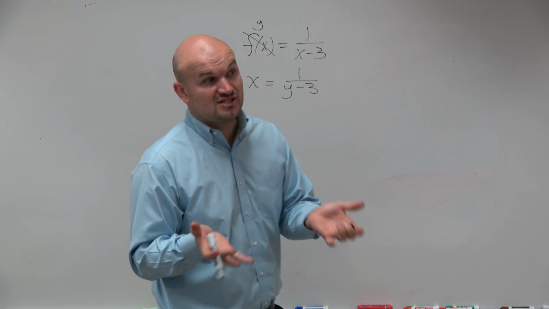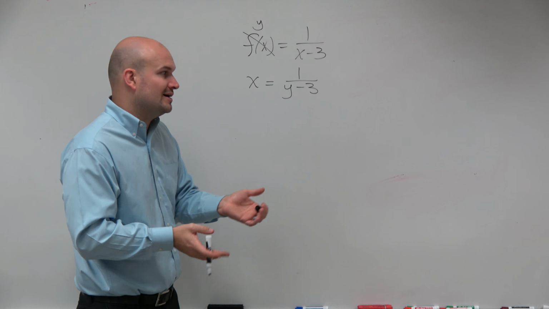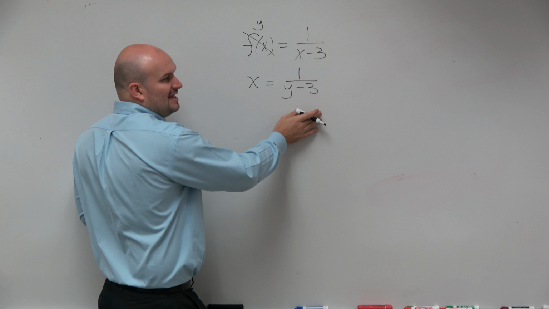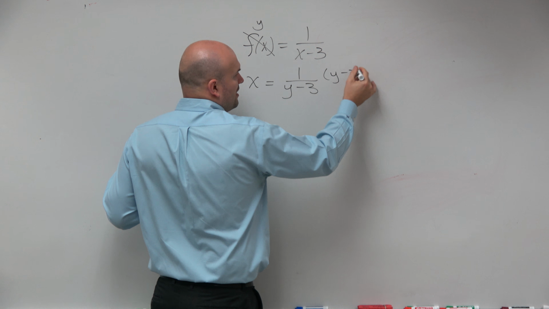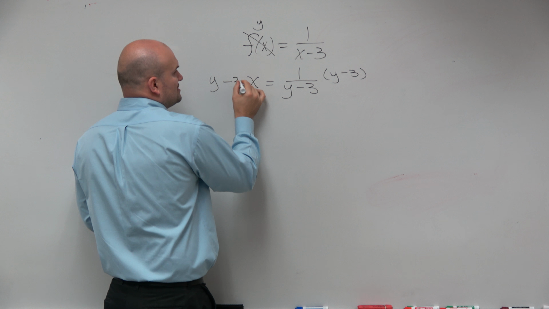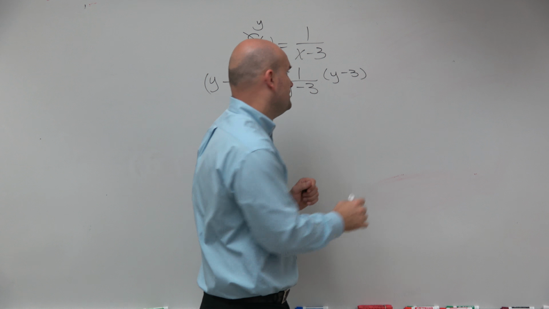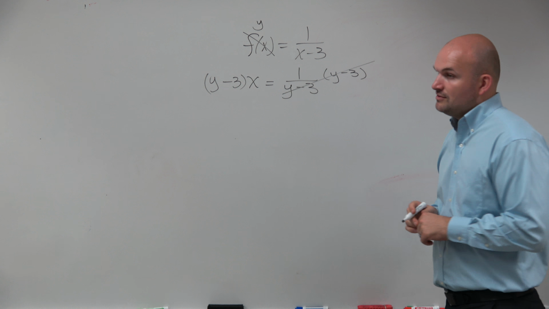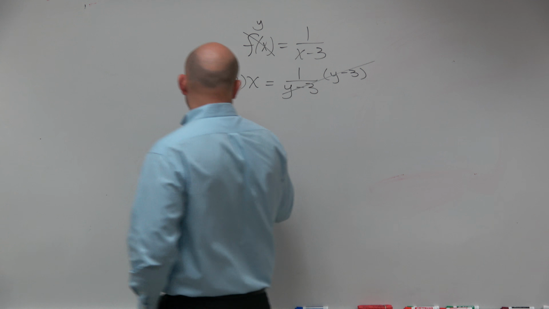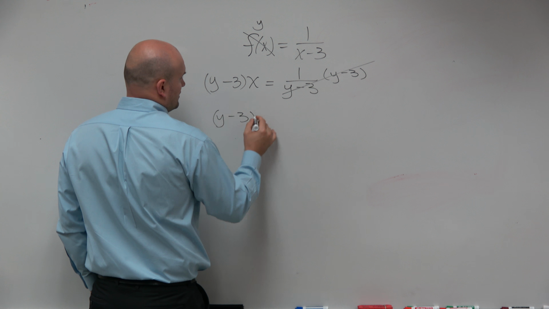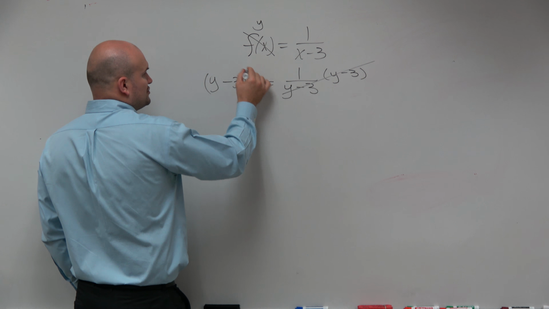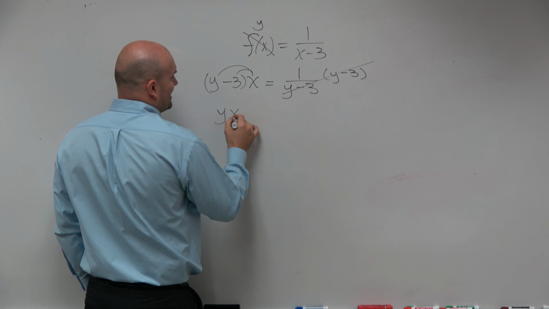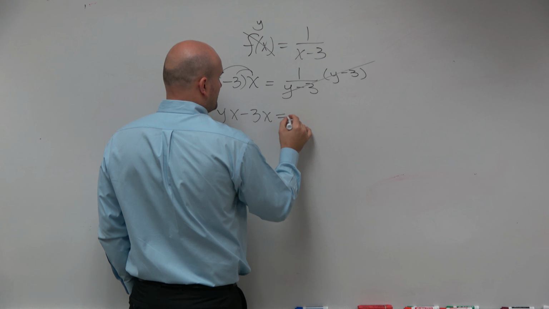Now, the algebra starts to come in, and that's where I know a lot of us are going to vary. We have a y minus 3. We can't solve for y when it's in the denominator. So we're going to multiply by y minus 3 on both sides. Okay? That divides out, and so you're left with y minus 3 times that. Let's just distribute that. Then I distribute: yx minus 3x equals 1.